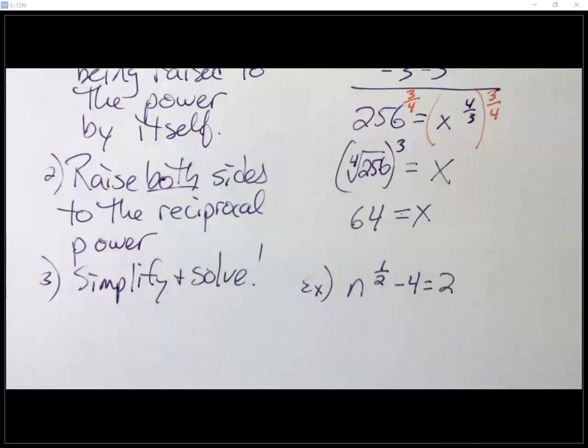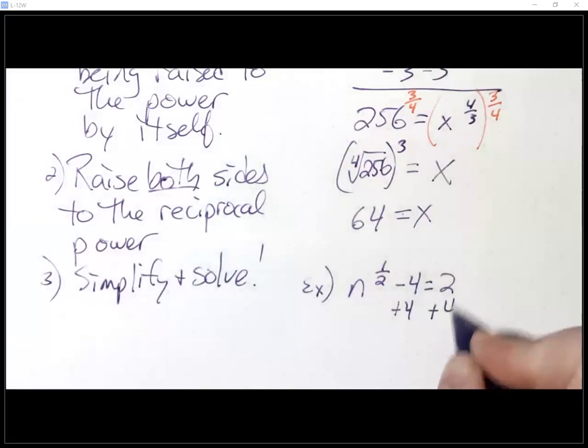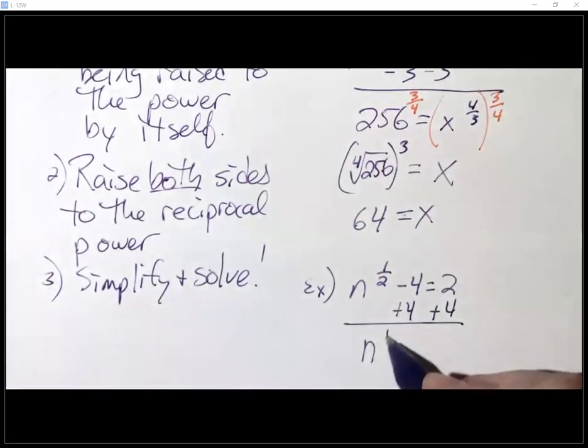All right, let's go through our steps. Get whatever is being raised to the power by itself. So what's my very first step? I got to add 4 to the other side. I got to get that thing being raised to the exponent by itself. n to the 1/2 equals 6.